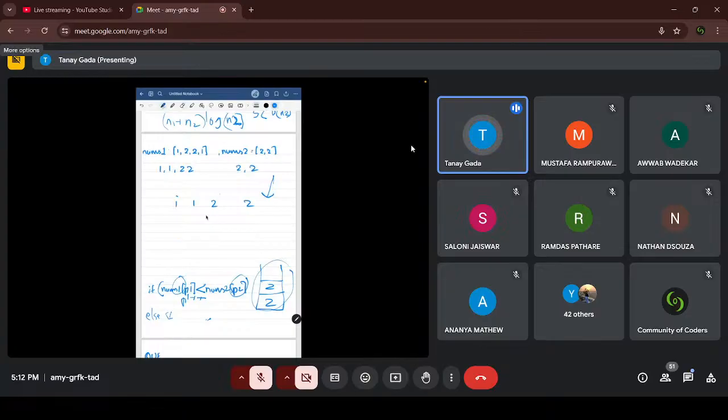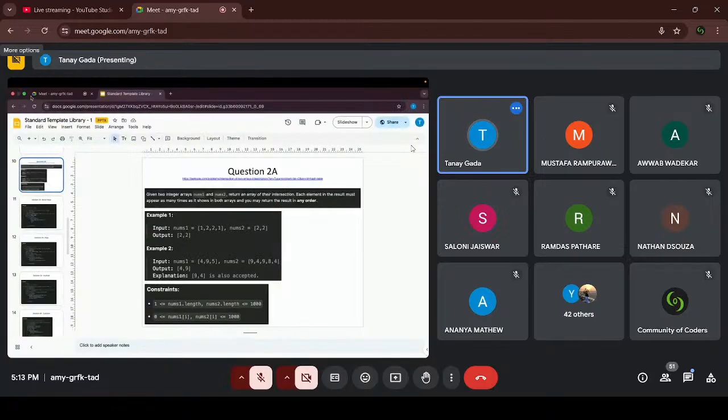Any doubt here in this two pointer approach? So we are simultaneously checking both the arrays, and the time complexity here would be O of n1 plus n2. We are assuming that it is already sorted, and the space complexity is O of 1. Any doubt here in this two-pointer approach?